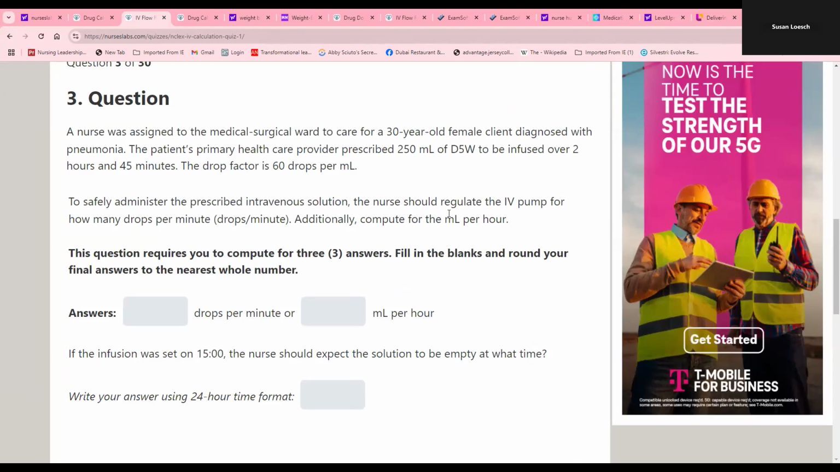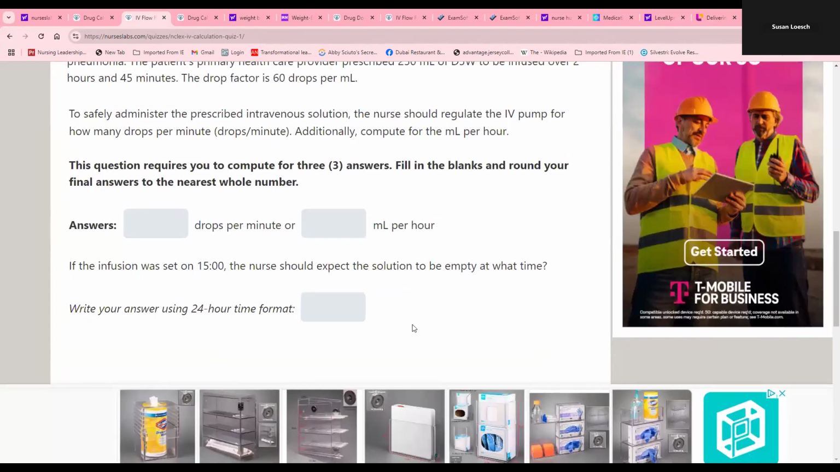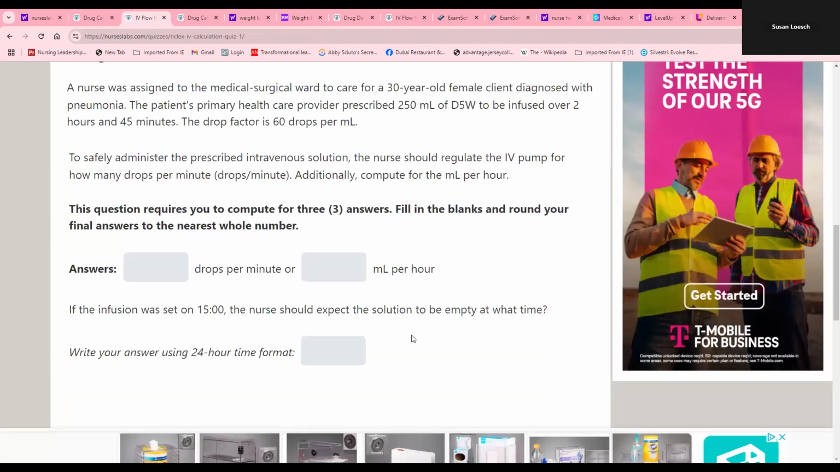Okay, so can you see the question? It's question 3. Can you see it? Yes. Okay. So this is asking us if the infusion was set at 1500, the nurse should expect the solution to be empty at what time? Okay, so in order for you to calculate that, first you have to calculate how long it's going to run for. So it's going to run for 2 hours and 45 minutes.